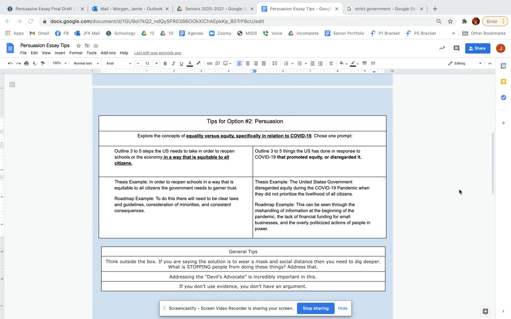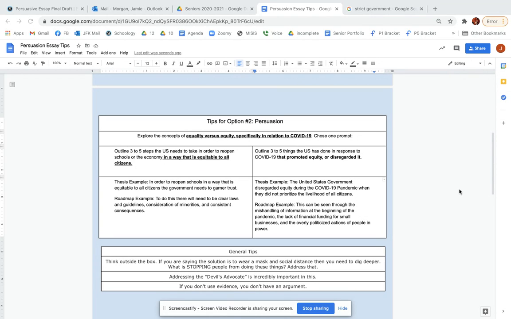Choose one prompt. Outline 3 to 5 steps the U.S. needs to take in order to reopen schools or the economy in a way that is equitable to all citizens. Or outline 3 to 5 things the U.S. has done in response to COVID-19 that promoted equity or disregarded it.